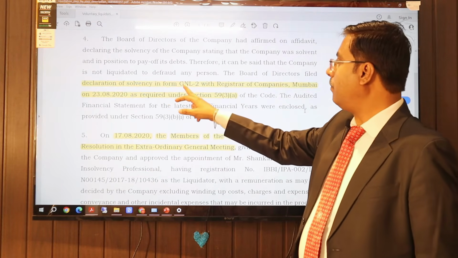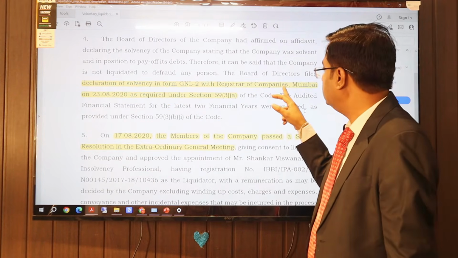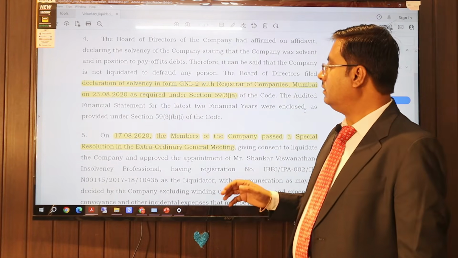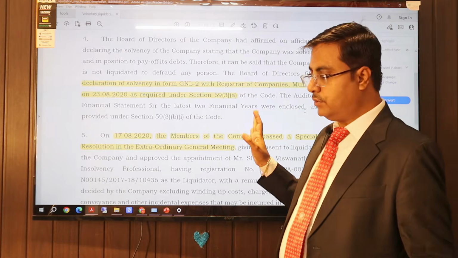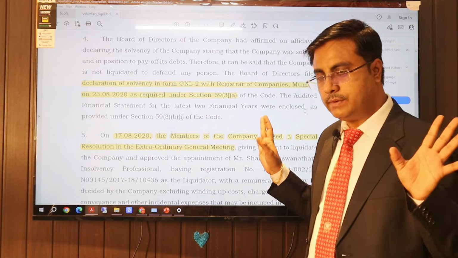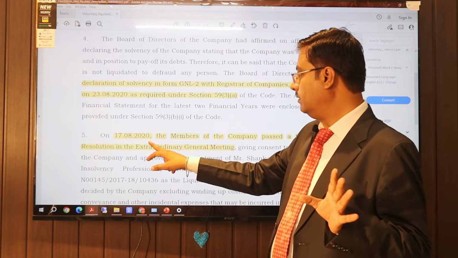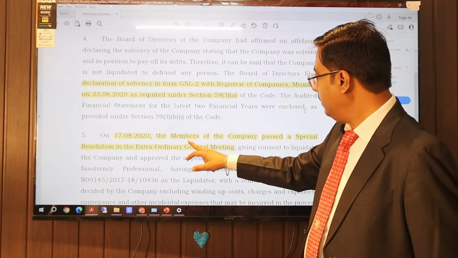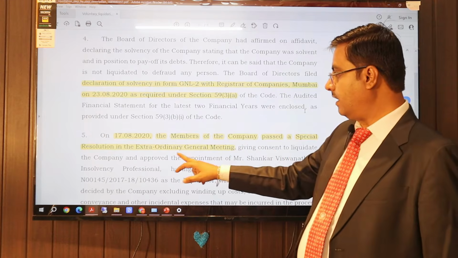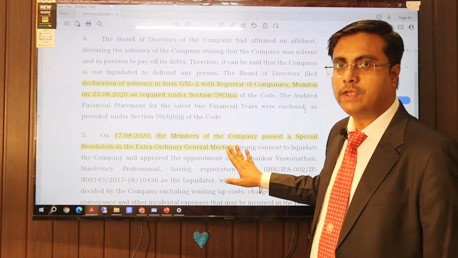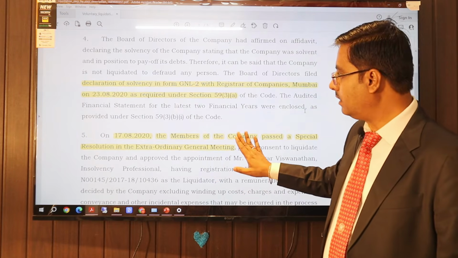Declaration of solvency in Form GNL2 with the Registrar of Companies on 23rd August. आपने डिक्लेरेशन फाइल कर दी, आई एम अ सॉल्वेंट पर्सन. On 17 August members passed an SR in an extraordinary general meeting. तो यहां पर एसआर पास हो गया, LCD कमेंस हो गई आपकी.